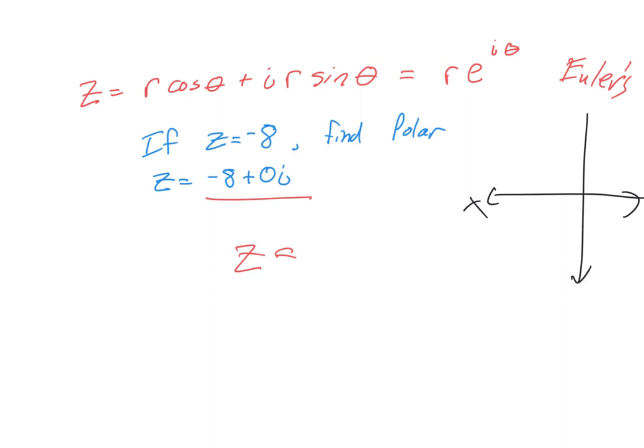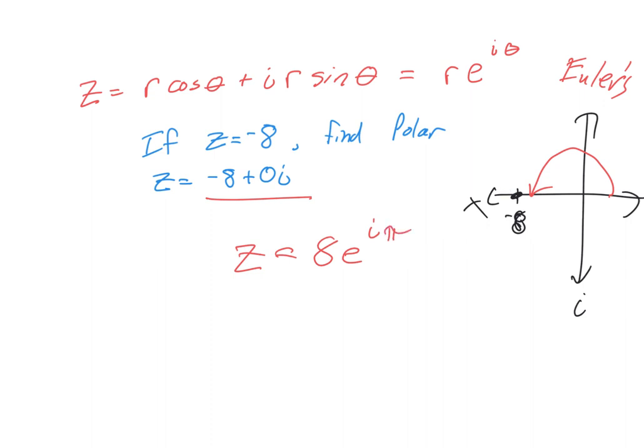Out here at negative 8, that's the dot. Because there's no i, it's just at negative 8. So my radius is 8. Then e to the i, and what is my theta? To there. My theta is pi.